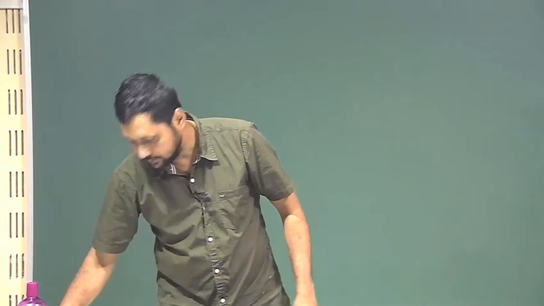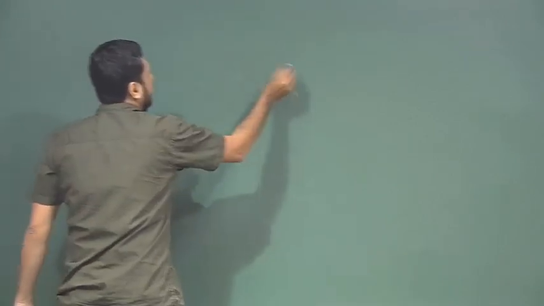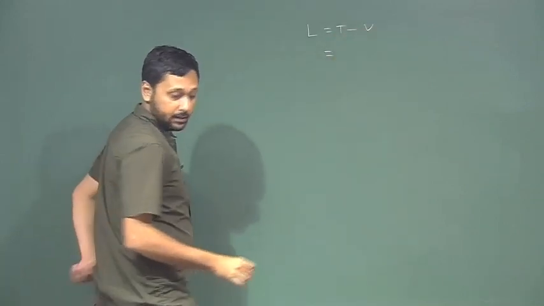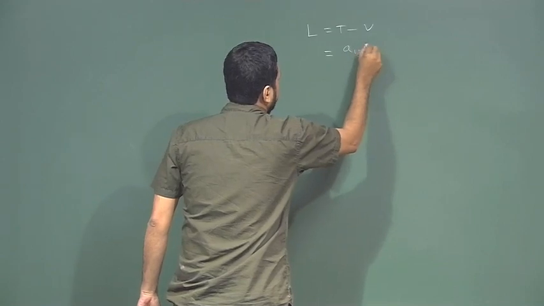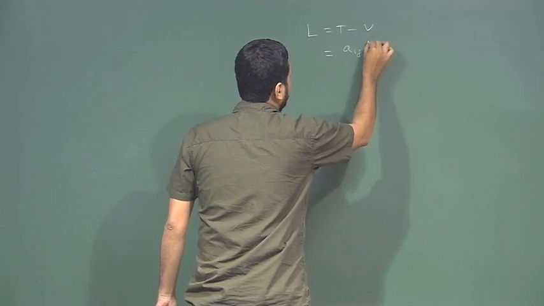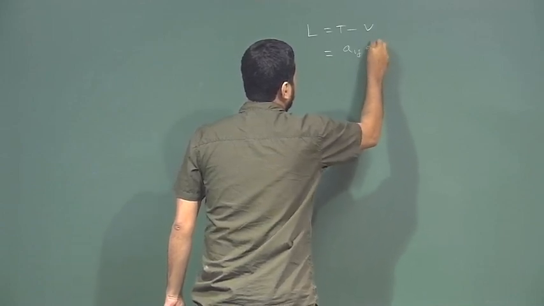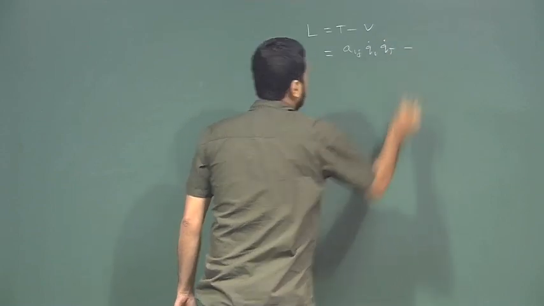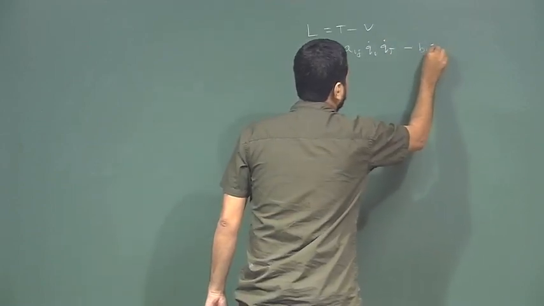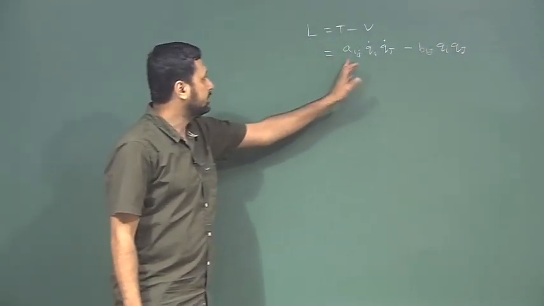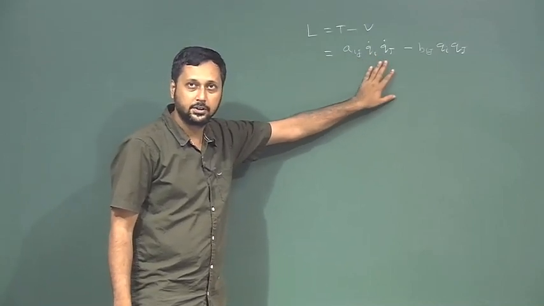Right. So, what we did already, we wrote the Lagrangian L, which is T minus V, as a_ij q̇_i q̇_j minus b_ij q_i q_j. Okay. So, i and j are dummy indices and there is a summation convention on this.